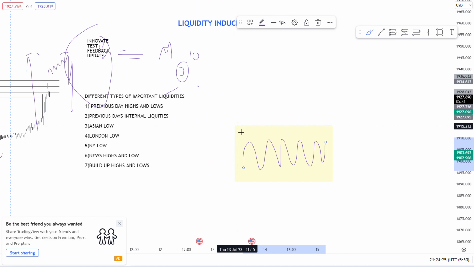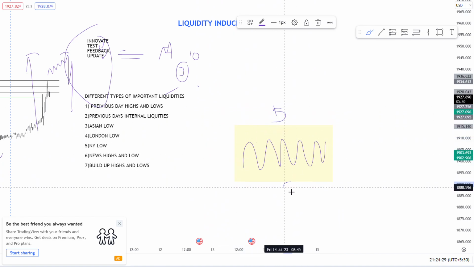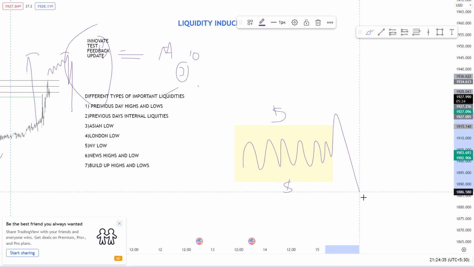So the nature of the Asian market is that it will induce liquidity on both sides of the market. It means if the Asian high is taken out, we should target the Asian lows. Same thing, you should develop an entry pattern as I told you, and if the entry pattern is there, you can sell, and if the entry pattern is there, you can buy.